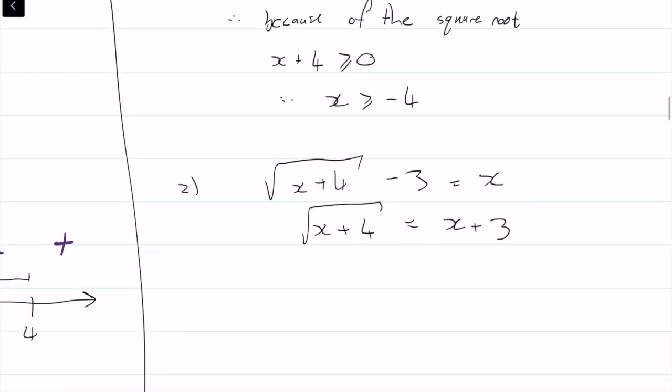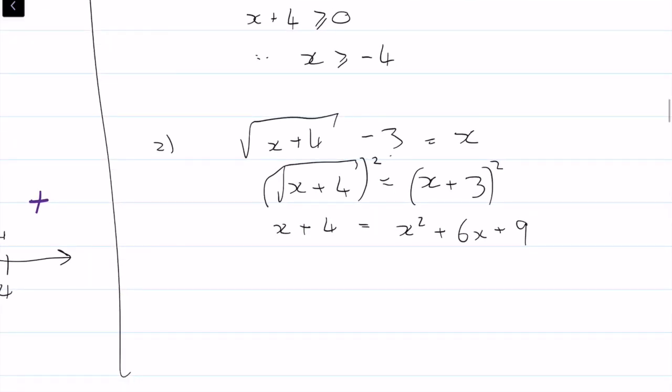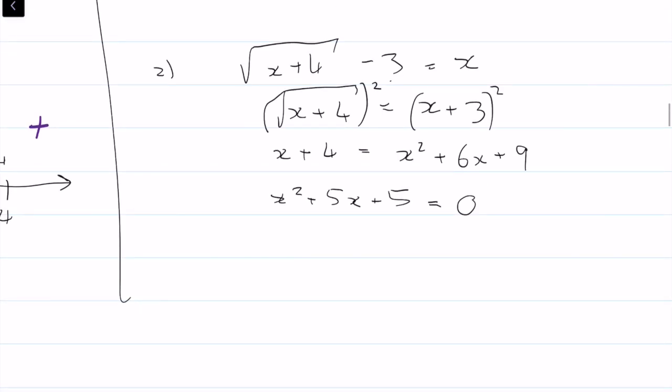Okay, the way you get rid of a square root sign is by squaring it. So what I do to the left hand side, I have to do to the right hand side. So then I'm left with x plus 4 is equal to x squared plus 6x plus 9. Okay, then I'm going to move everything to the right hand side of the equation. So I'm going to say that x squared, and I'm going to take this x across, so that's plus 5x. Okay, and then I'm going to take this 4 across, so that becomes 9 minus 4, which is plus 5, is equal to 0.